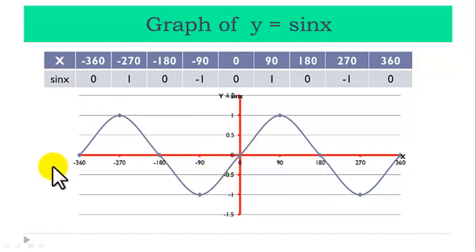As you can see in this graph, at x equals minus 360, sine x is 0. It is 1 at x equals minus 270. At x equals minus 180, it is 0. At x equals minus 90, it is minus 1. At x equals 0, it is 0. At x equals 90, it is 1. At x equals 180, it is 0. At x equals 270, it is minus 1. And at x equals 360, it is 0.